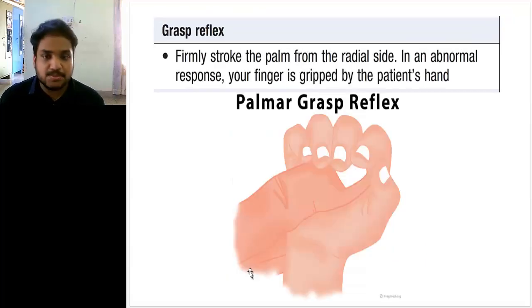Another reflex is the grasp reflex. That is, you have to firmly stroke the palm on the radial side, and in the abnormal response, your finger will be grasped by the patient's hand. See, all these reflexes are seen in a newborn, and these reflexes will be absent as the newborn grows, right?